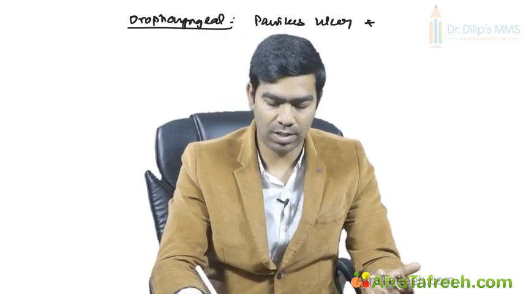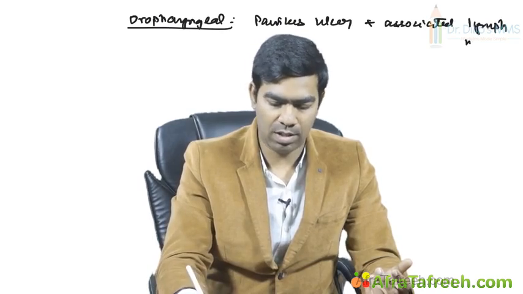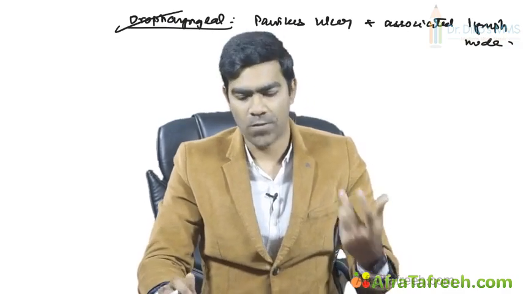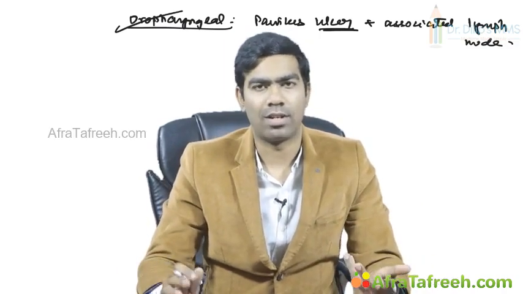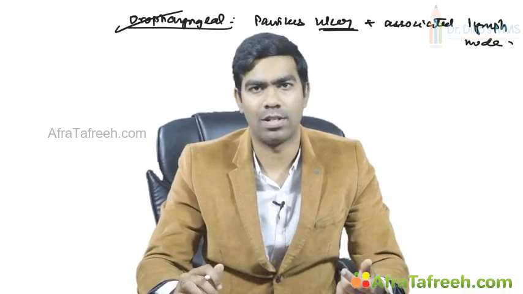Plus in imaging, if you see, there will be an associated lymph node very commonly, that will be enlarged. So this is how oropharyngeal TB commonly presents. So this ulcer, if you take a biopsy, will show characteristic caseating granulomas and will show Mycobacterium tuberculosis growth in the tuberculosis culture.